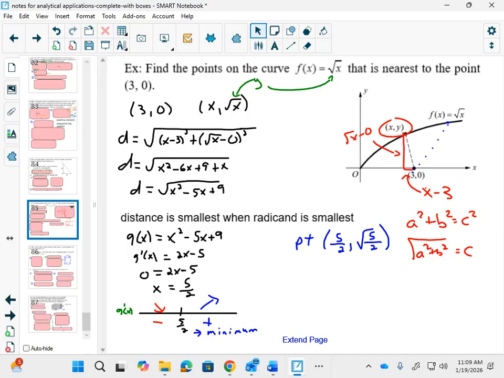I think this question's a little bit harder to see that it's an optimization question because it didn't say find the maximum or find the minimum. It said find the point nearest. Okay? Well, that kind of implies you want it as small as possible, so you'd have to realize this is an optimization problem from that.